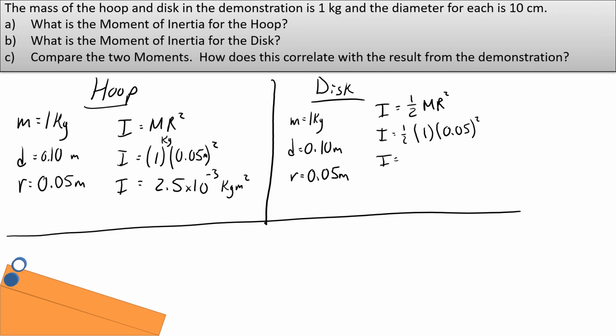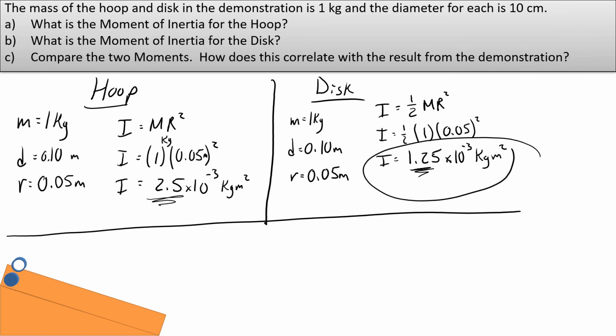And as you might expect, it's just half of the moment of inertia that we got before, 0.00125, or 1.25 times 10 to the negative 3 kilogram meters squared. Wow, maybe it's a little easy to compare these because they are in scientific notation. You could see that this one is half as great as this one pretty easily. Thanks, scientific notation. It's good stuff.